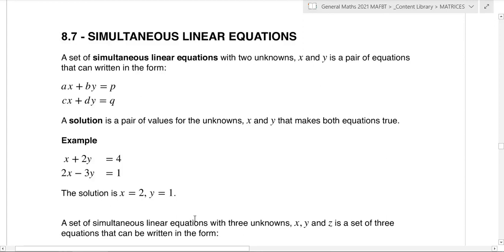Right, students, welcome to your last lesson of your matrix unit. This will be covering chapter 8.7, which is on simultaneous linear equations.